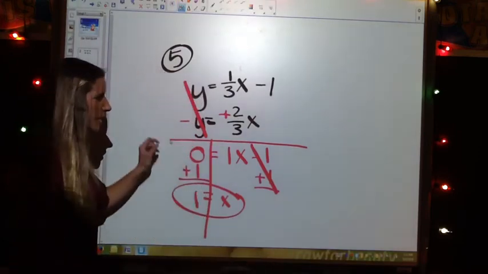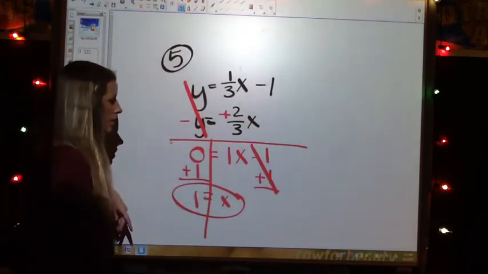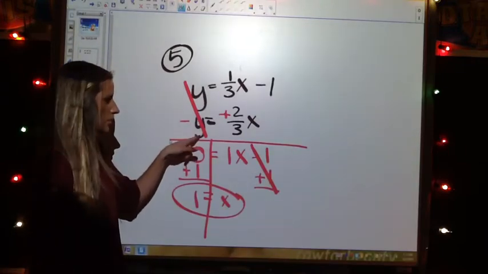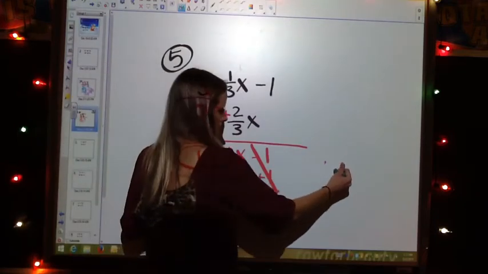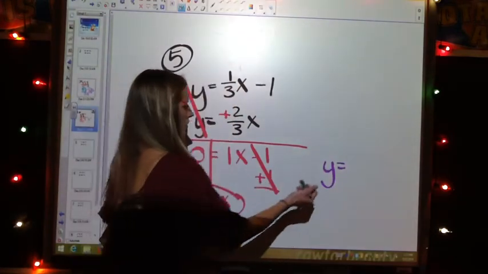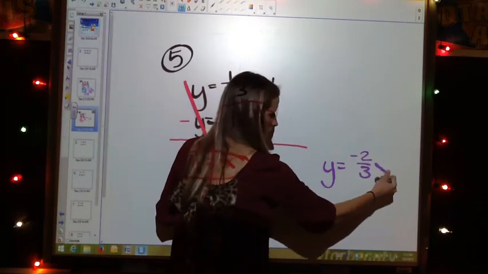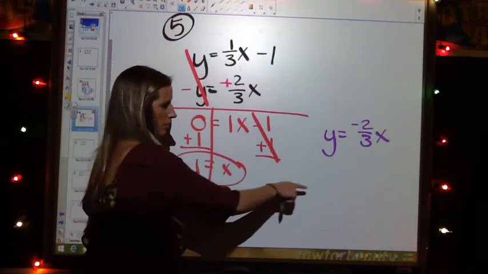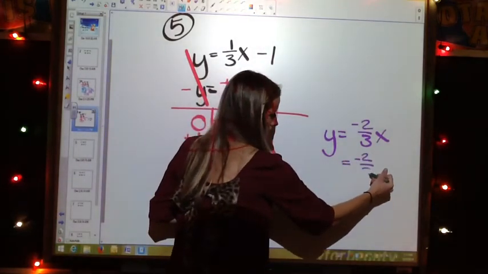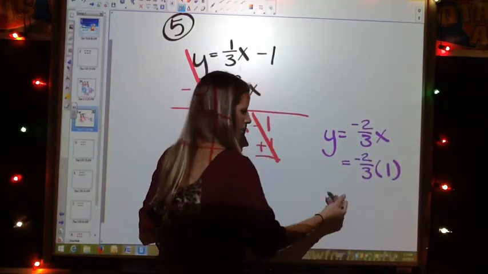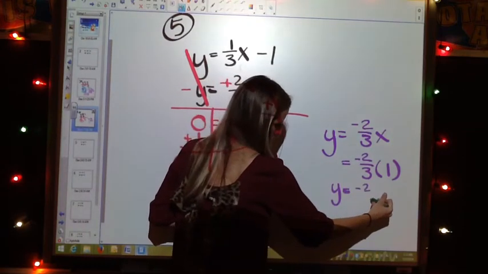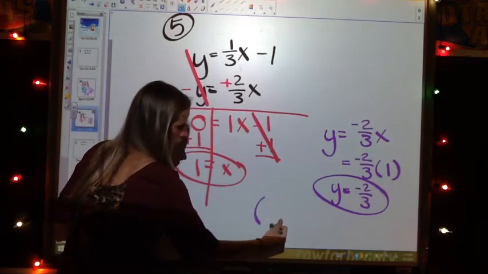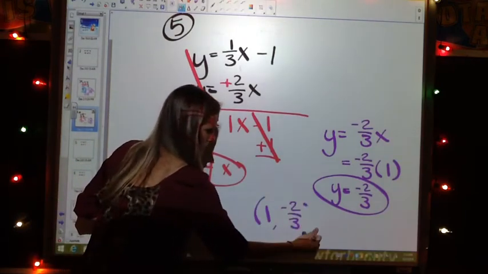Now we're going to plug it back into one of our original equations. And it could be whichever equation you want. I'm going to pick the original second one. It looks easy. So y equals negative 2/3 x. That's the original equation. So I'm going to plug in 1 for our x. Negative 2/3 times 1 would be negative 2/3. So my intersection point would be 1, negative 2/3.